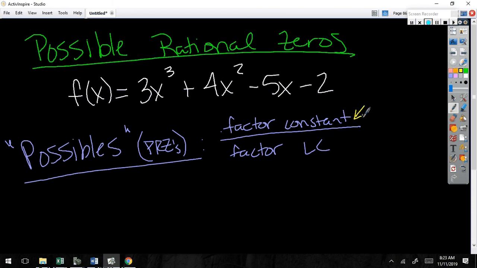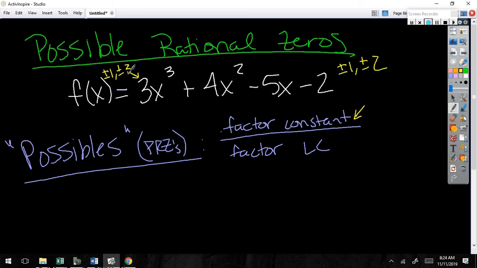What's the constant in this equation? 2. What are all the factors of 2? 1 and 2. Or negatives, you can do that. So what we do is we say plus or minus 1, plus or minus 2, right? How about the leading coefficient? What's the leading coefficient? 3. What are the factors of 3? All the possible factors of 3. That's right. That's it. 1 and 3, right? Plus or minus there, though.